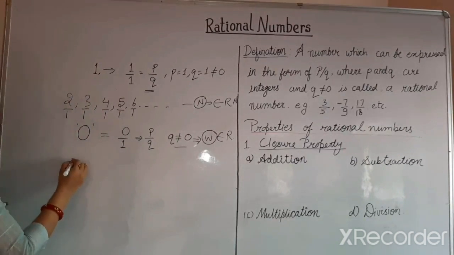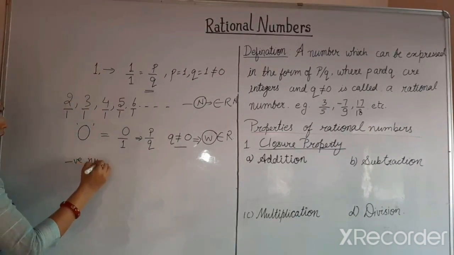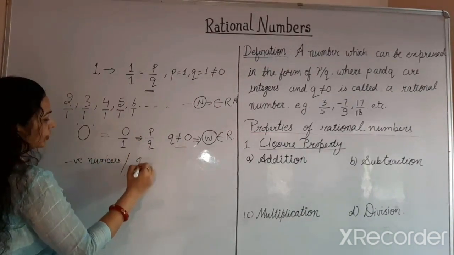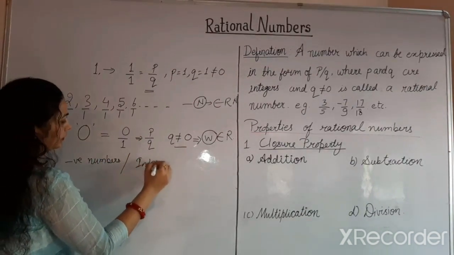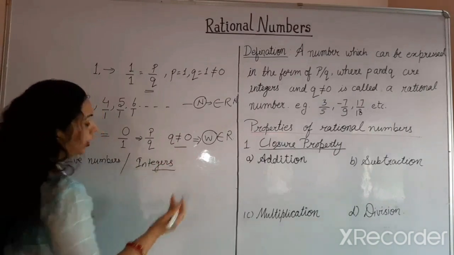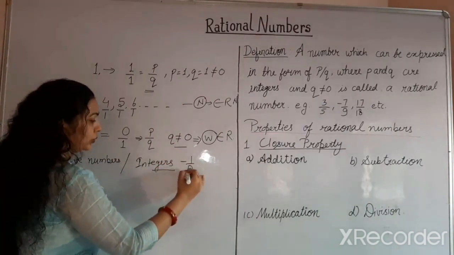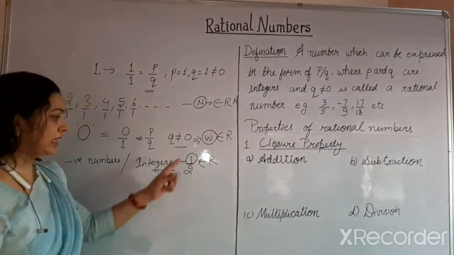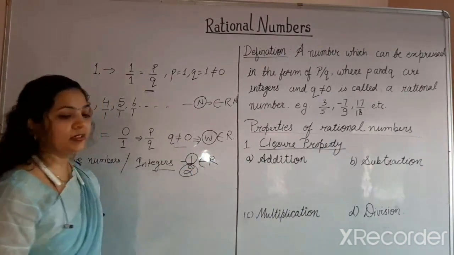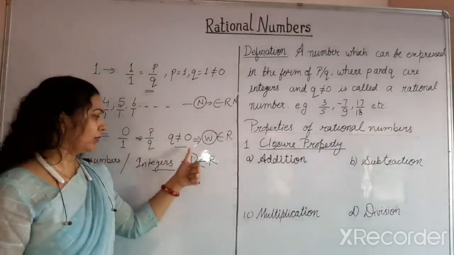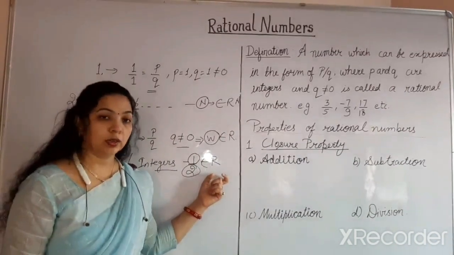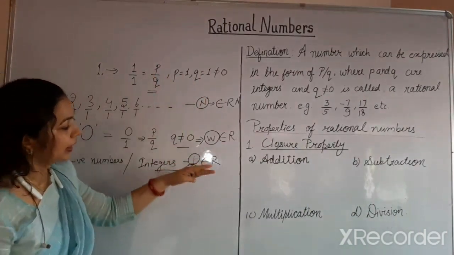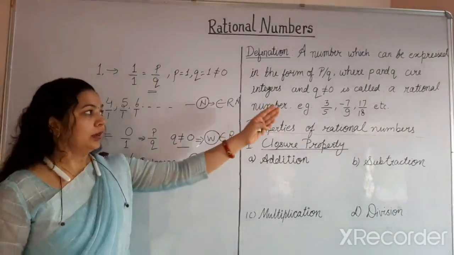Let's come to the negative numbers, or we can say integers. So all the integers, like minus 1 by 2, belong to rational numbers because 1 is an integer, 2 is an integer. So minus 1 upon 2 is a rational number. We can say that all the natural numbers, whole numbers and integers are part of rational numbers.